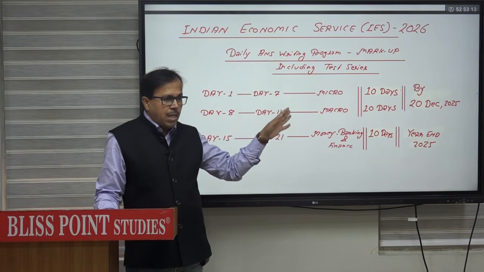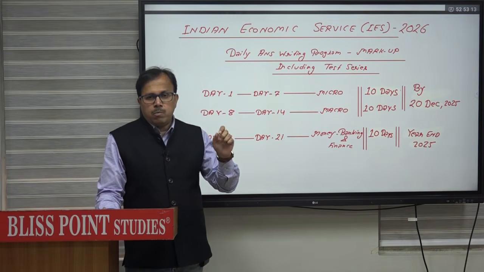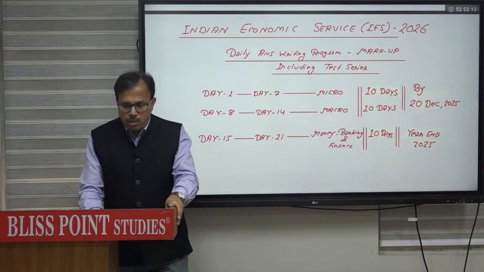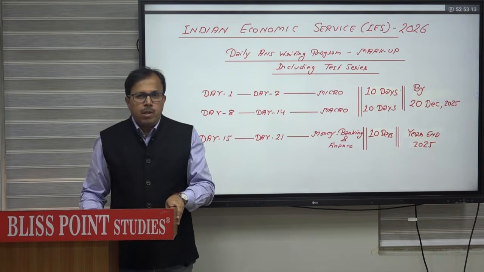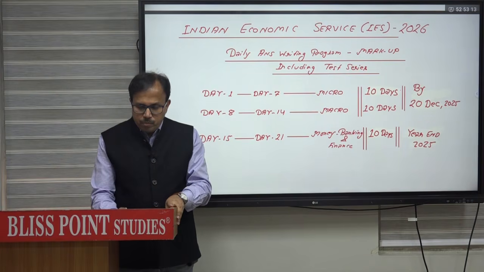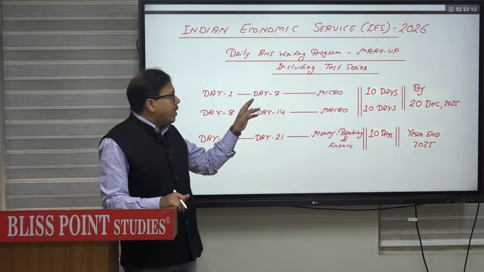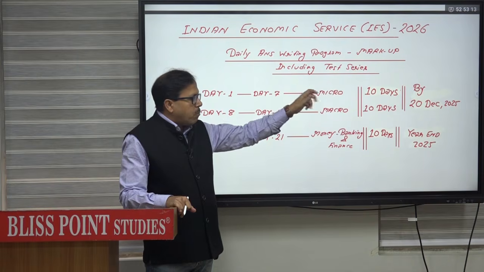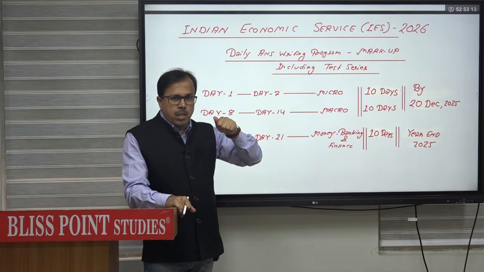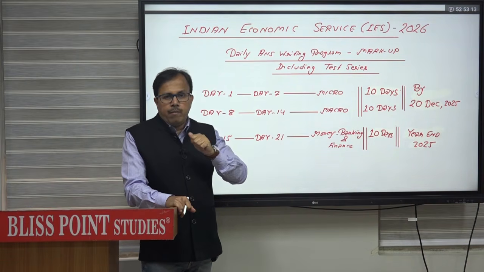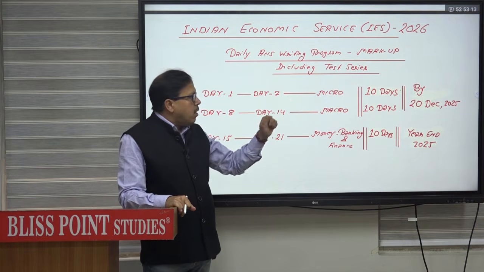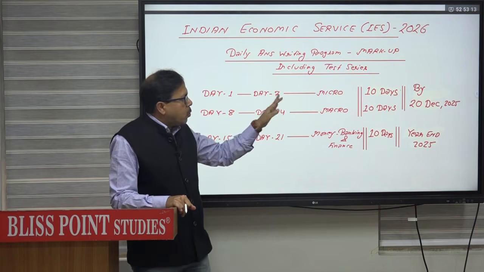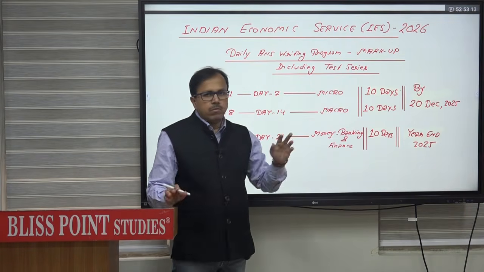The course is starting from 30th of November with the regular test, but the daily answer writing is starting from 1st of December. So assuming that you start from day 1, 1st of December, days 1 to 7 are kept for micro, but in micro it is only market structure, distribution, welfare and material evaluation. For those 7 days you can take 10 days comfortably.